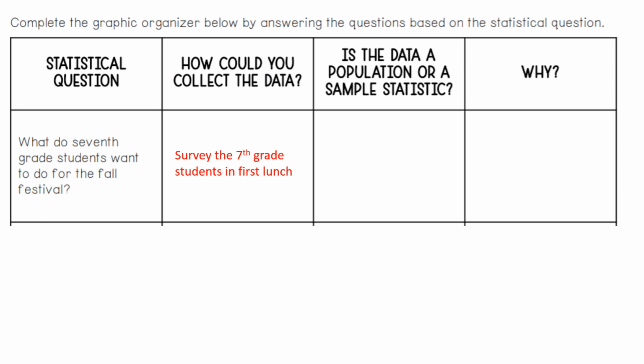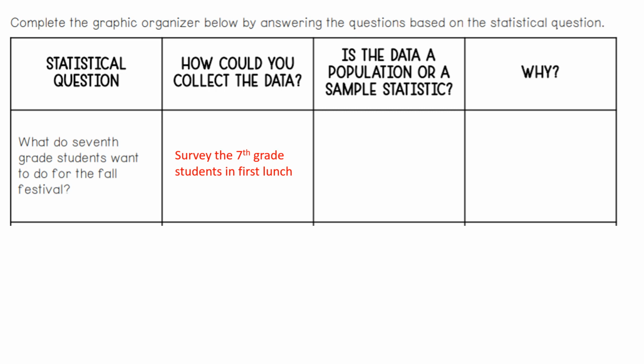Complete the graphic organizer by answering the questions below based on the statistical question. What we've done is provided you a question. It said, how could you collect the data? I've already given you that information. So we're going to decide whether it is a population statistic or a sample statistic and state why. I'm just going to put population or sample. We know they're statistics when I write these out for you.